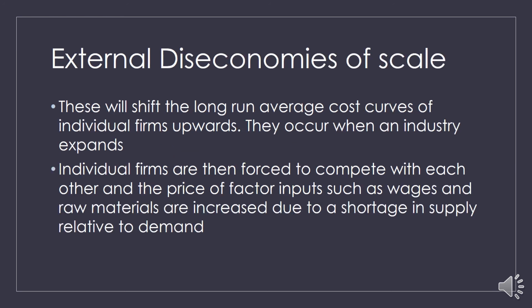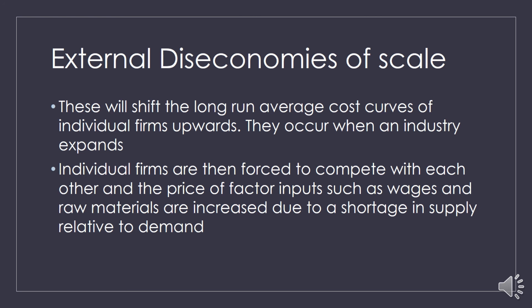We know about external diseconomies of scale. These will shift the long run average cost curve of individual firms upward. They occur when an industry expands. You know that when the industry expands, sometimes the average cost of production will shift upward. The individual firms are forced to compete with each other and the price of factor inputs such as wages and raw materials increase due to the shortage in supply relative to demand. Clear. That may lead to an increase in the average cost of the individual firms and that may lead to the LRAC curve shifting upward. It is very clear.